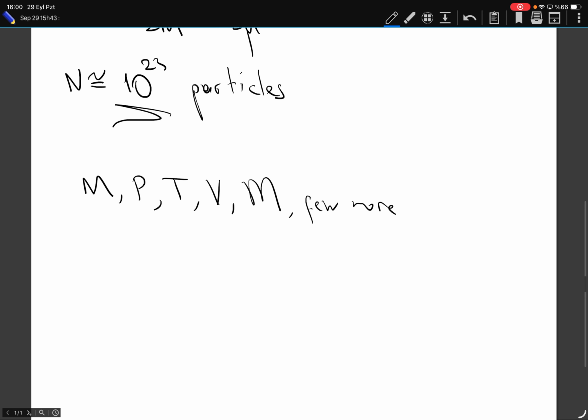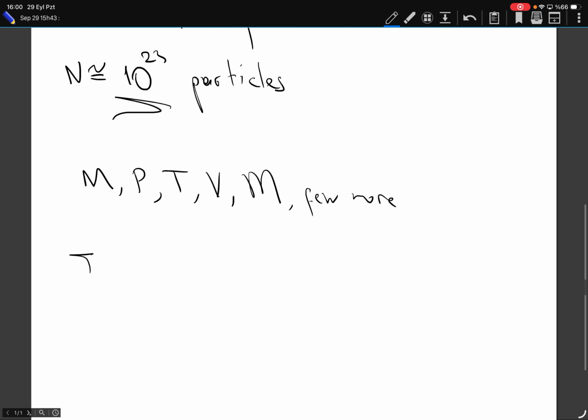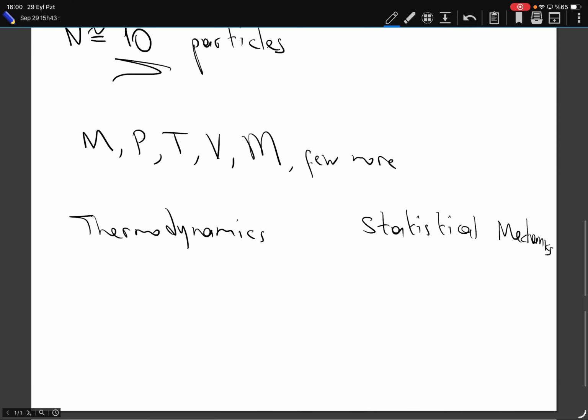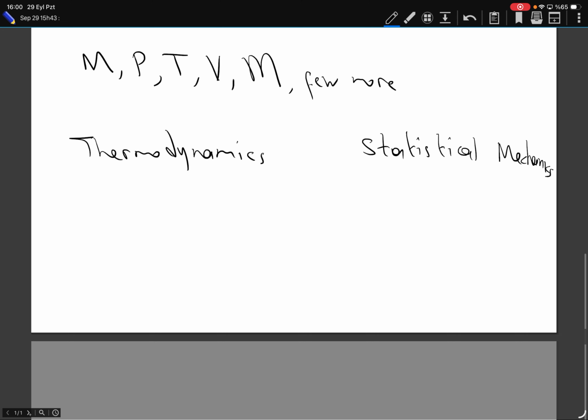So now, what is the difference between thermodynamics and statistical mechanics? On one hand, as some of you had pointed out, we have macroscopic properties.